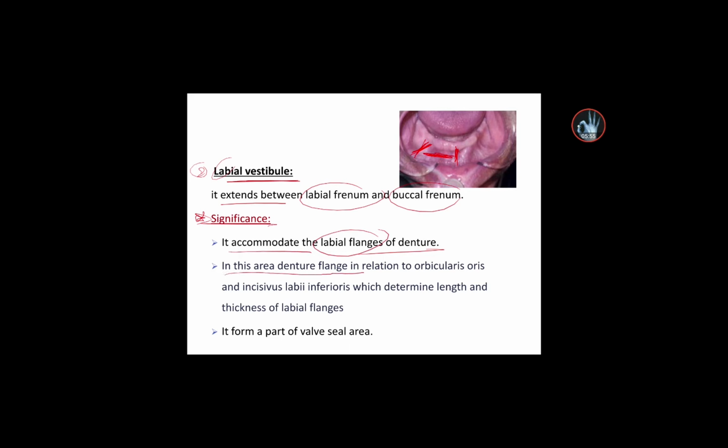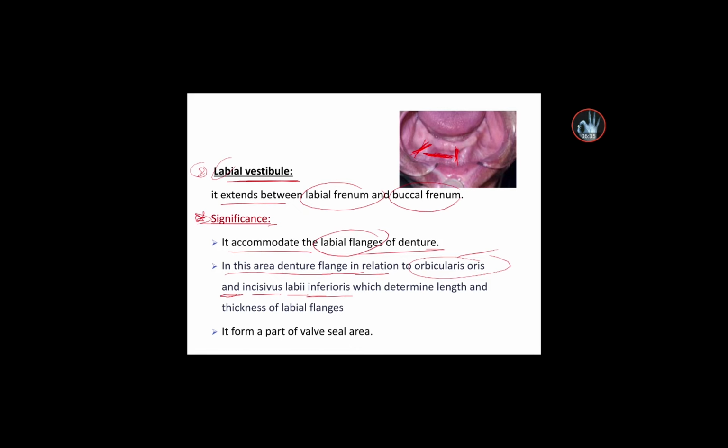And this area, denture flanges in relation to the orbicularis oris and incisivus labii inferioris. These are muscles found on the anterior part of the lips. هي عضلات موجودة في الجزء الأمامي من الشفة، وهي الأوربيكولاريس أورس، هي العضلات اللي تخليك تسكر فمك، تفتح فمك، تضحك، تبتسم، فهي اللي تكون حوالين الشفة كاملة، مع العضلة الثانية اللي هو الانسيسفاليس ليبياي انفيريورس.